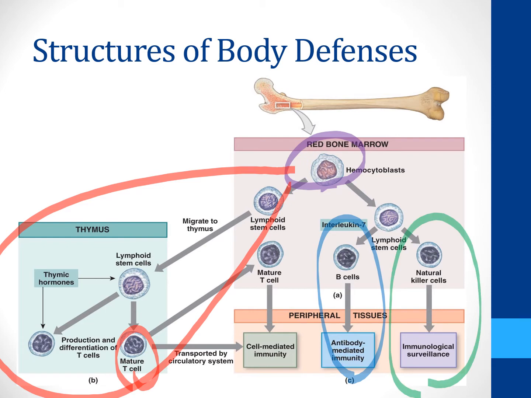So natural killer cells are for immunological surveillance, meaning they go out into the body and they are always looking around for infections, bacteria, viruses. They're looking for cancer cells. So they're like our immune surveillance cells. B cells are for antibody-mediated immunity. So B cells are going to create all of the antibodies that we have to fight off multitudes of different infections. And then T cells are for cellular-mediated immunity, where cells attack other cells.